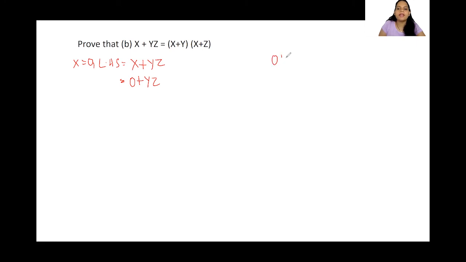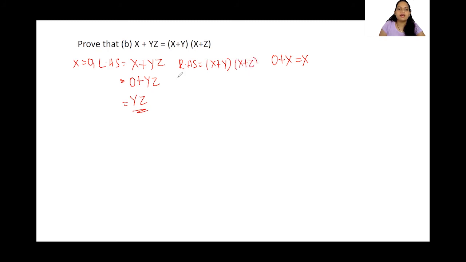Whenever we add any variable with 0, we will always get the same variable, right? So what are we going to get? We will get yz. Okay, so this is the left hand side. Let me take the right hand side. Right hand side is saying (x + y)(x + z).